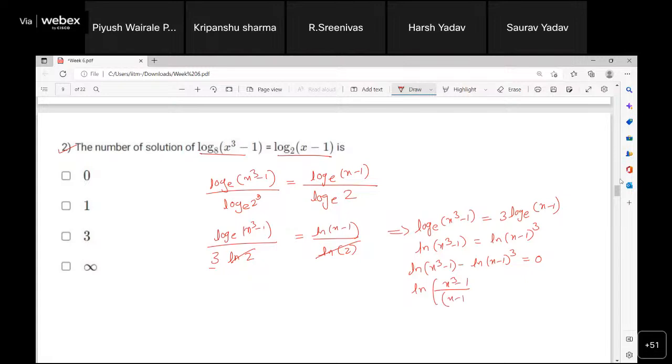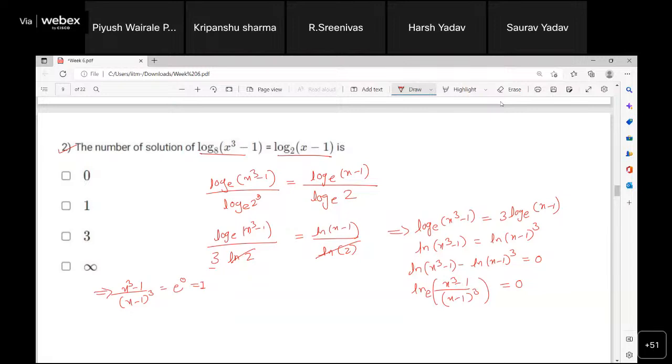x cube minus 1 upon x minus 1 whole cube equals 0, right? Now tell me, after that, we can do e to the power 0 on the right hand side. So e is there, it will go to that side and become e to the power 0, right? So I'm writing it here: x cube minus 1 upon x minus 1 whole cube equals e to the power 0. So that is 1, right?